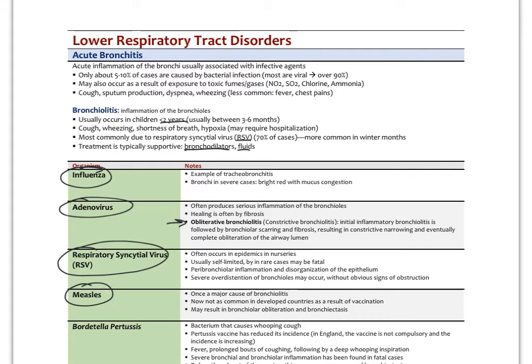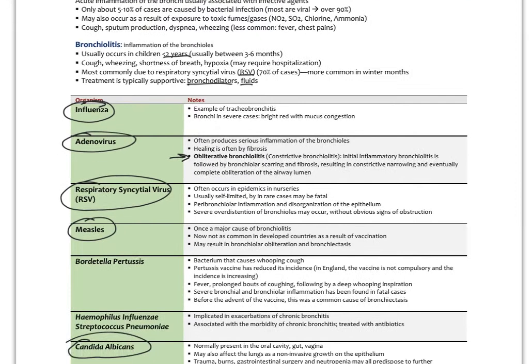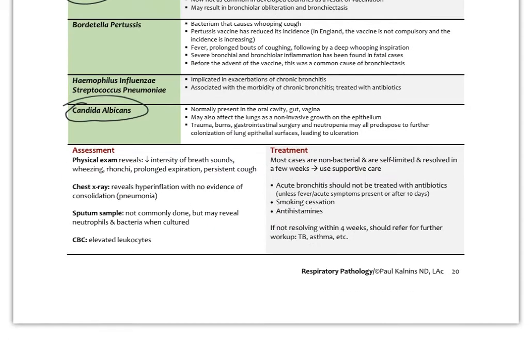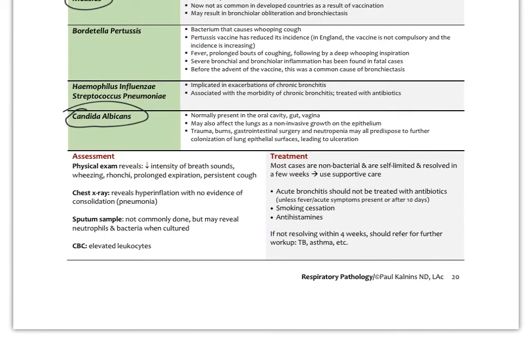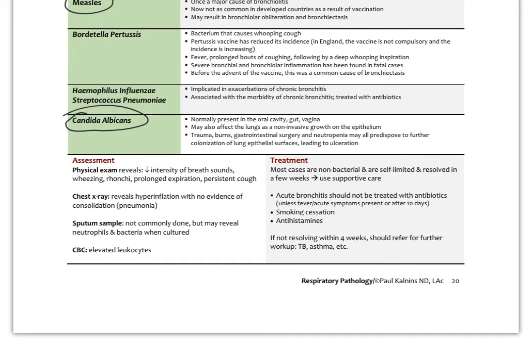Now, the thing about acute bronchitis, especially in community settings, is we kind of diagnose it clinically. Generally, there's no need to do sputum cultures or anything along those lines. The assessment is usually physical exam, so showing decreased intensity of breath sounds. Wheezing, rhonchi, remember that's the sound of the bronchial breath sounds, versus rales, which are the crackles from the alveoli opening. Prolonged expiration and persistent cough. Chest x-ray might actually reveal hyperinflation, but there should be no evidence of pneumonia.